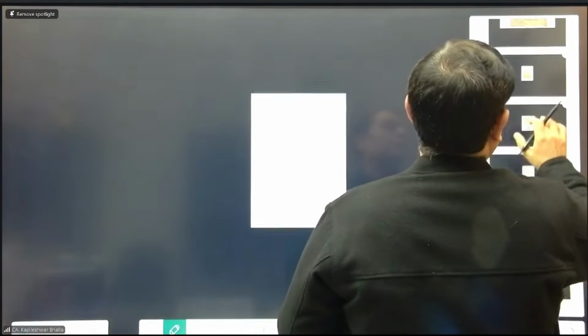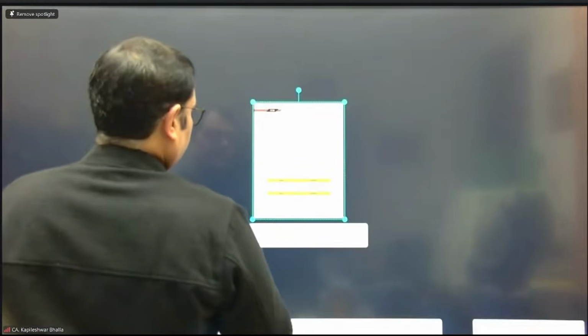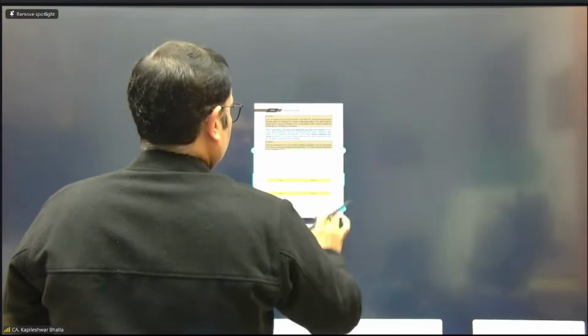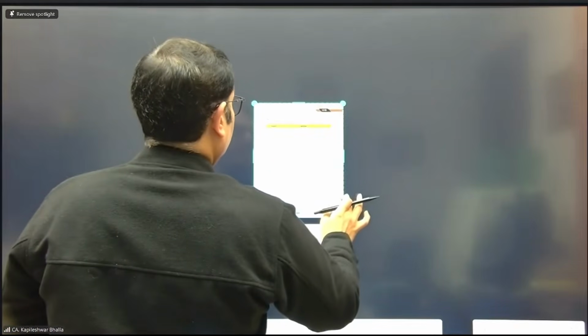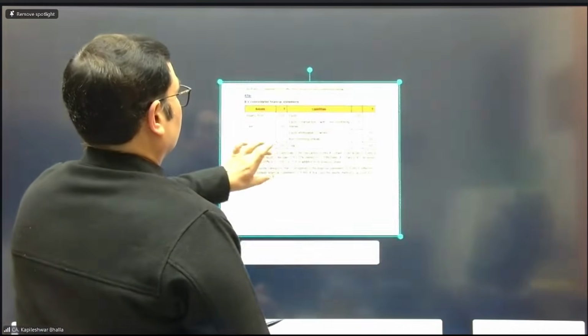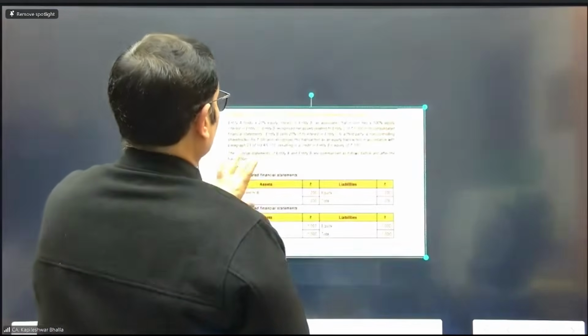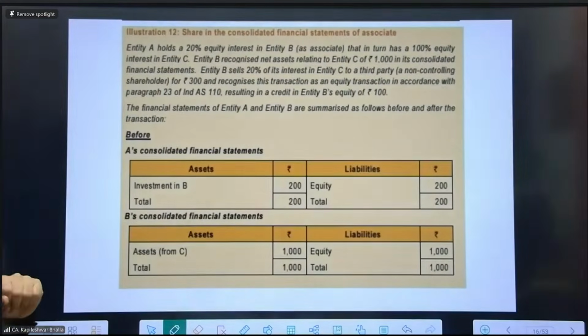Illustration 12 is what we're going to do now. This question is there in the education material also, issued by the Accounting Standard Board. It's there in the study material as well, and I think it has come in the exams also quite recently. It's a very simple question, but it throws good light on the concept of mirror accounting. Let's read the inputs which are given in this question. This is illustration 12 of the study material.